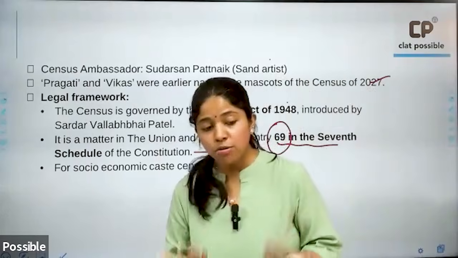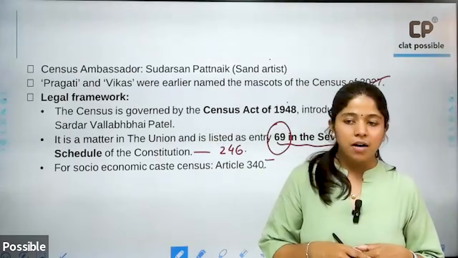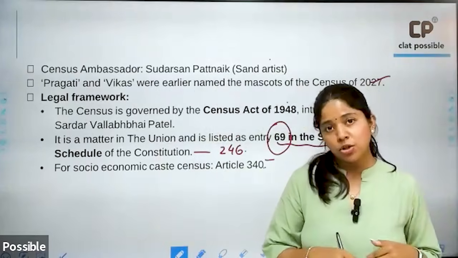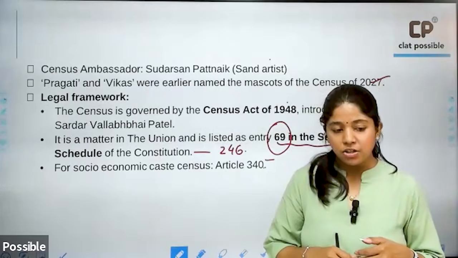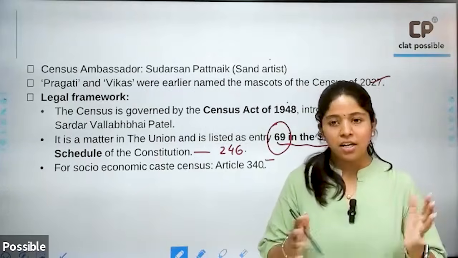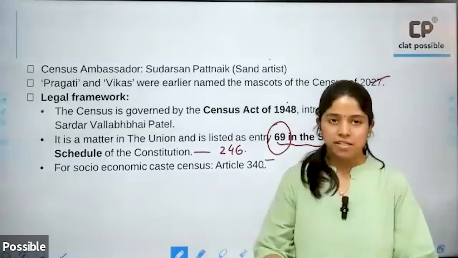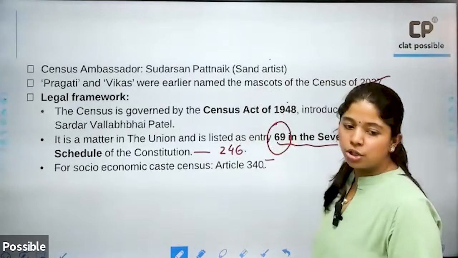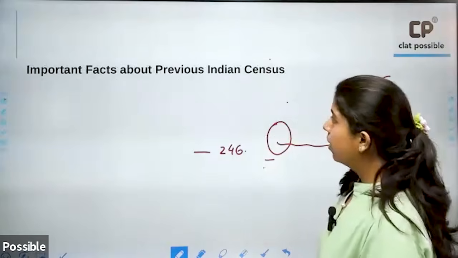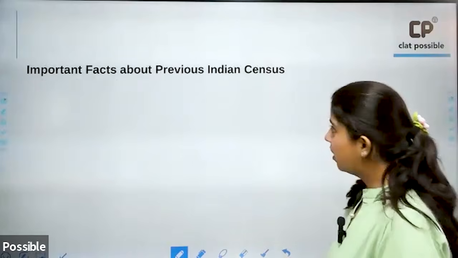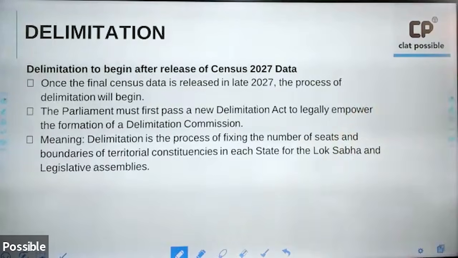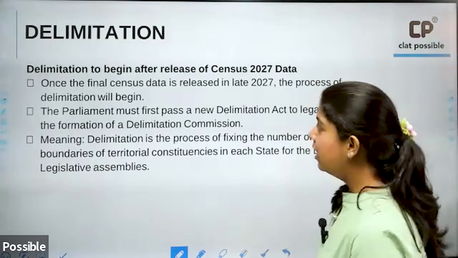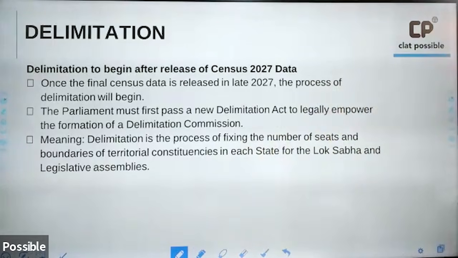Now you will be able to undertake effective policies, programs for the socio-economically backward people in the country only after you get the number of such people in the country. So this number will be derived from the socio-economic caste census. Okay. All right. Then delimitation. Delimitation is to begin after the release of the census 2027. The Parliament must pass a new delimitation act to effectively undertake this.